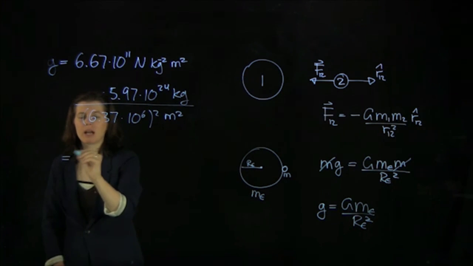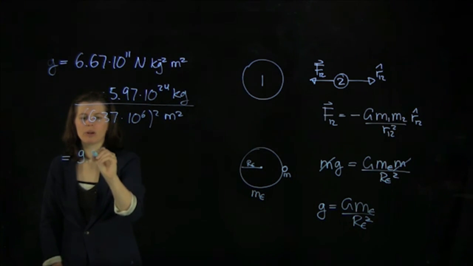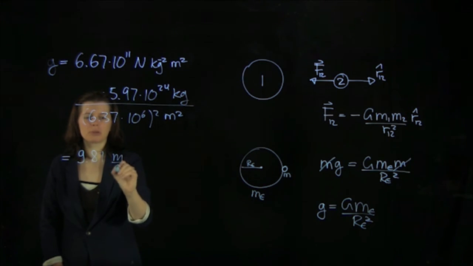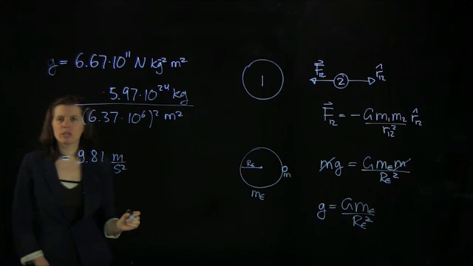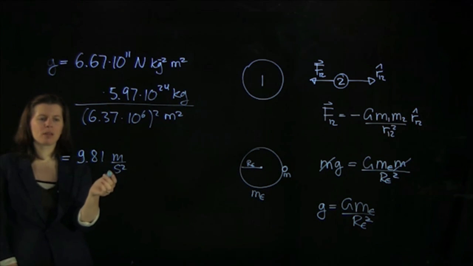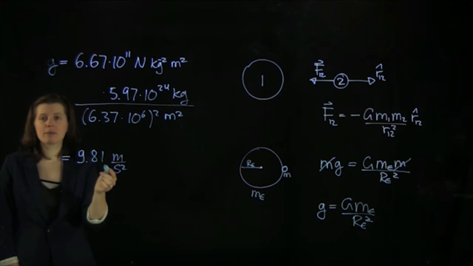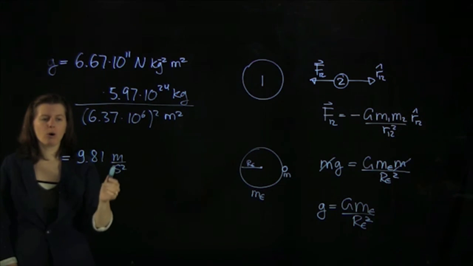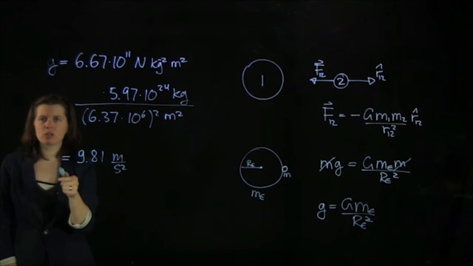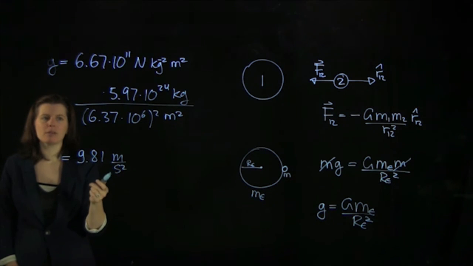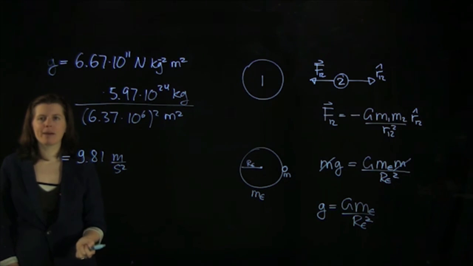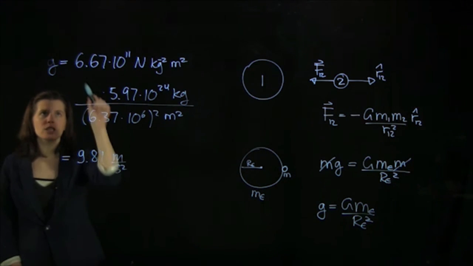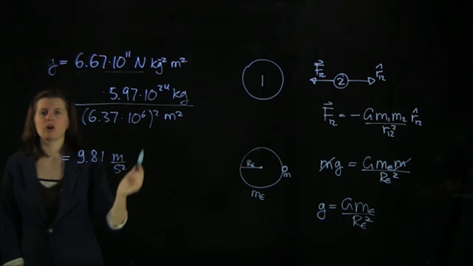If we calculate this, we get to 9.81 meters per second squared, and surely you have seen this number before. This number can either be calculated if you know capital G, the gravitational constant, or you can determine the gravitational acceleration through an experiment, and together with the Earth mass and the Earth radius, you can actually calculate the gravitational constant there.